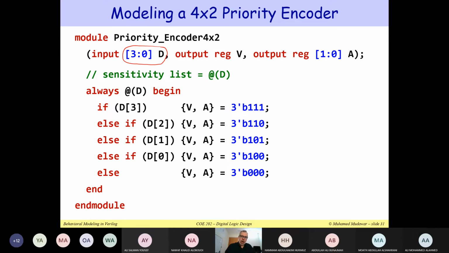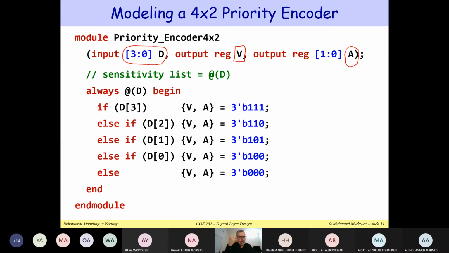So this is my D input. Now notice that I have two outputs. I have V. V indicates whether the output is valid or not. So we use V in the case of a priority encoder to indicate the validity of the output. And also we have the output A that will encode which input is a 1. But in the case of a priority encoder, you can have more than one input as a 1 at the same time.